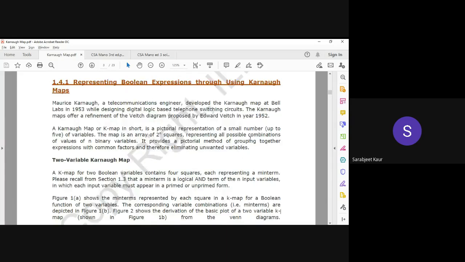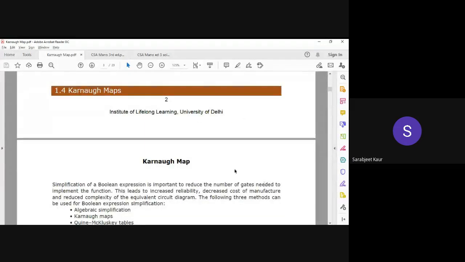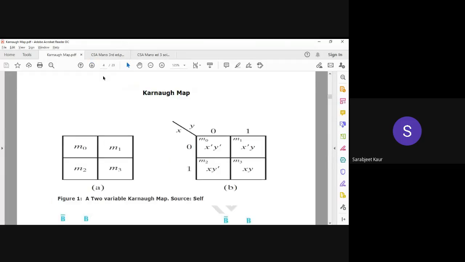So this is the general representation of a Karnaugh map of two variables. How many squares did we have? We had four squares. Suppose the name of the variables was x and y. So I dedicate one row to x is equal to 0, another to x is equal to 1, one column to y is equal to 0 and another column to y is equal to 1. Is this clear?